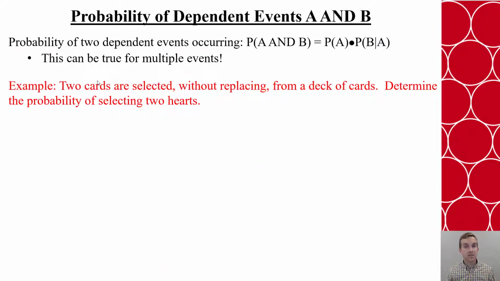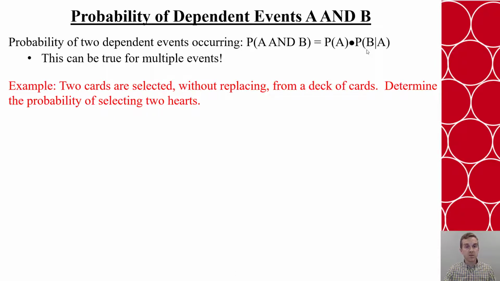So this comes into play when we have dependent events with the "and" situations. Say we go back to our cards, where we have 2 cards being selected without replacement. And we want to determine the probability of selecting 2 hearts. What this is going to mean, and if we use our formula up here, is that we're going to take the probability that the first card is a heart times the probability that the second card is a heart given that the first one was a heart.